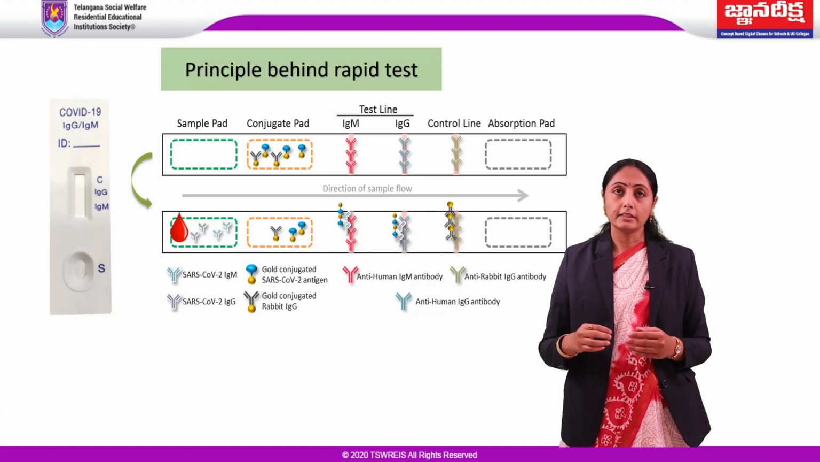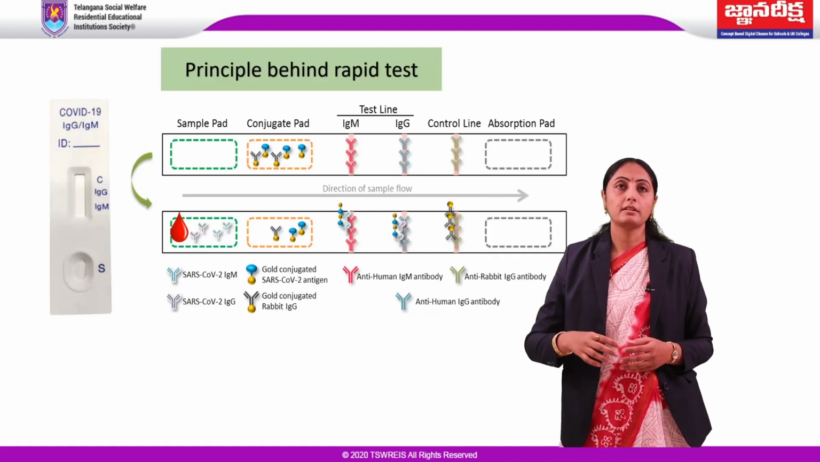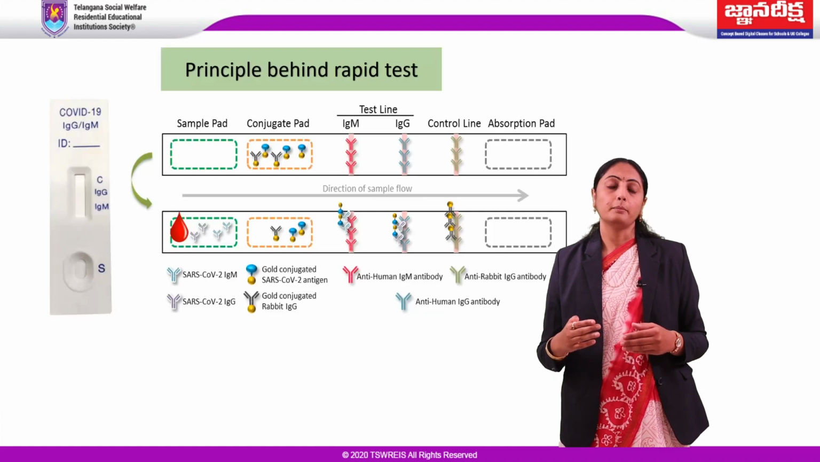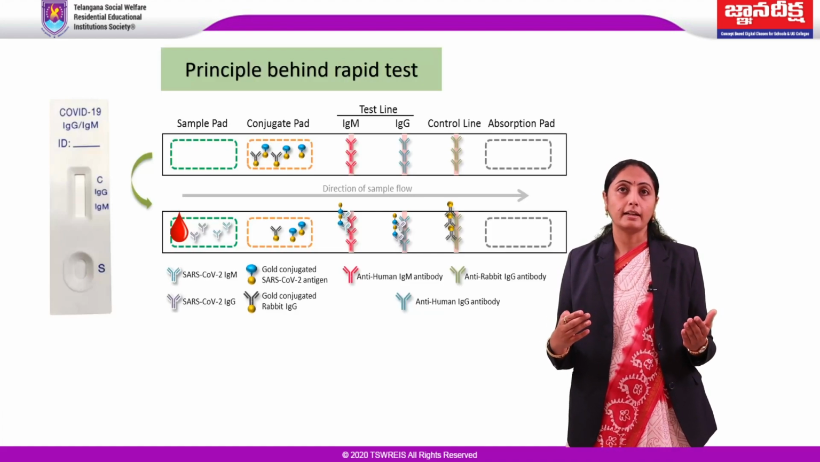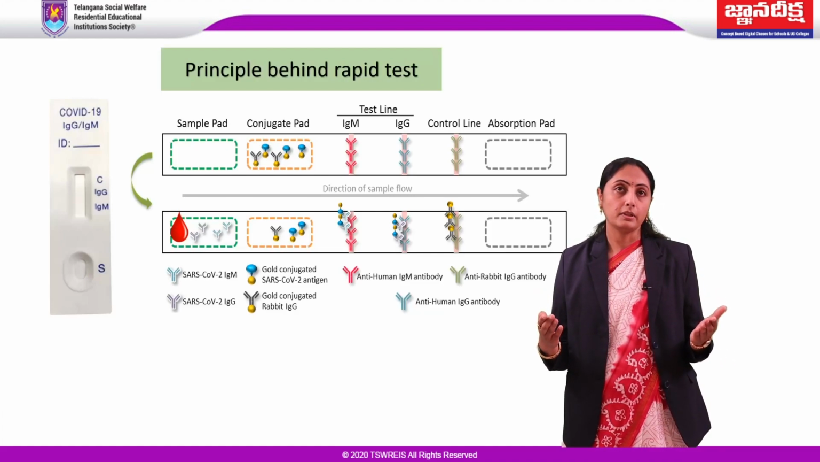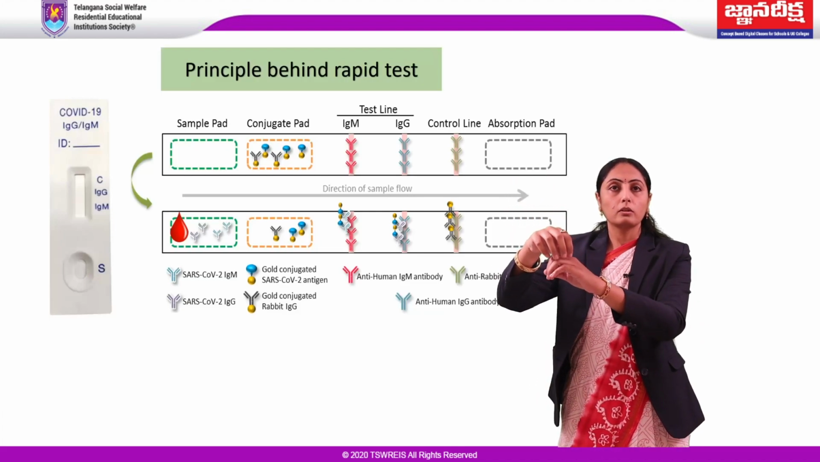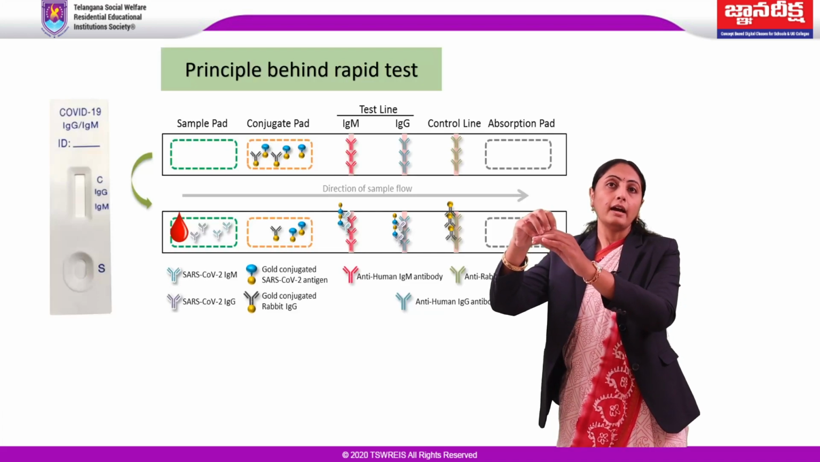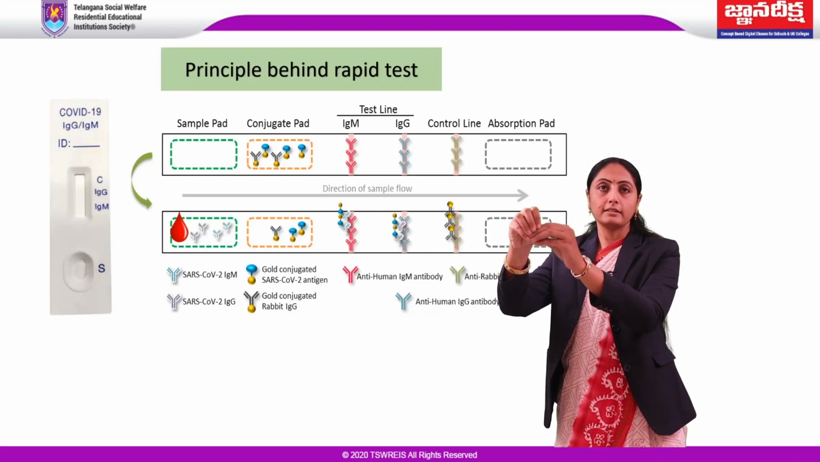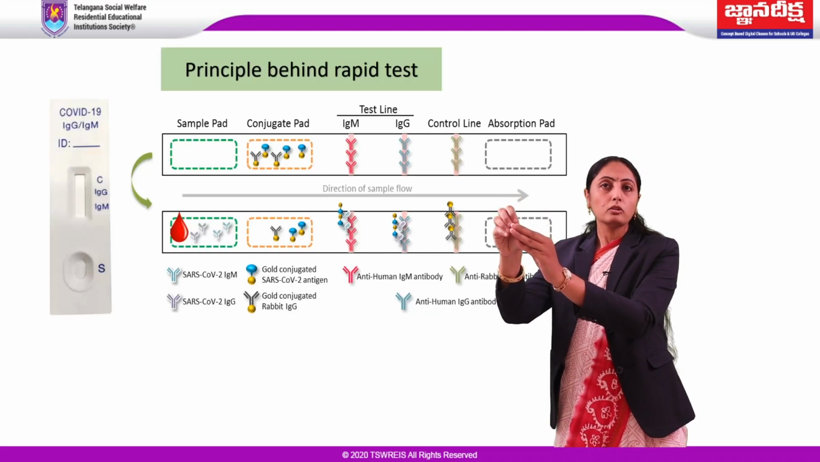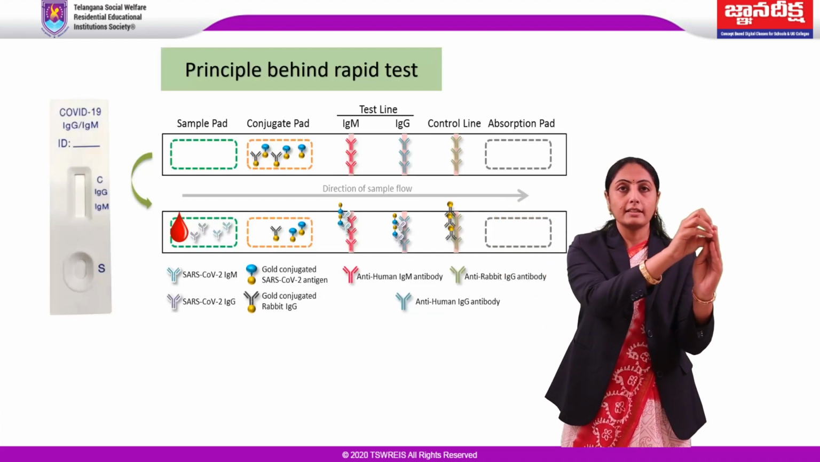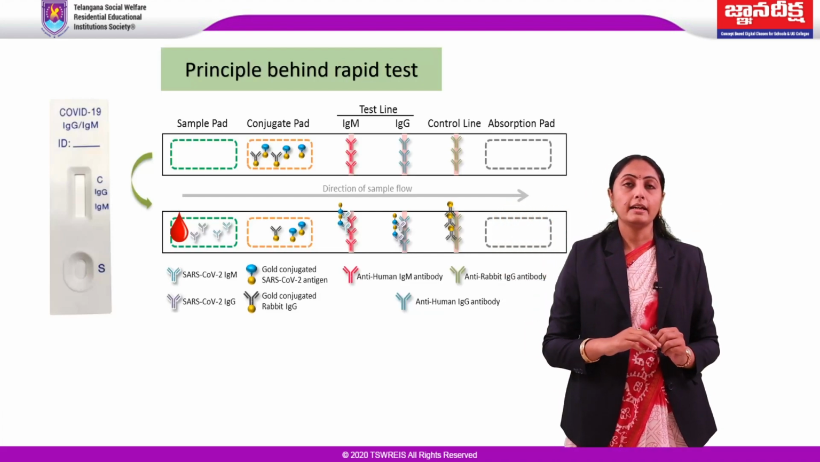Once diluted serum or whole blood is applied to the sample pad, if IgM and IgG against COVID-19 are present in the sample, these antibodies will bind to gold conjugated coronavirus antigen, forming antigen-antibody complex in the conjugation pad. The immune complex will then move across the cassette medium via capillary action.